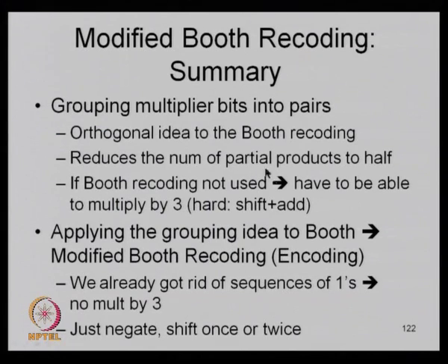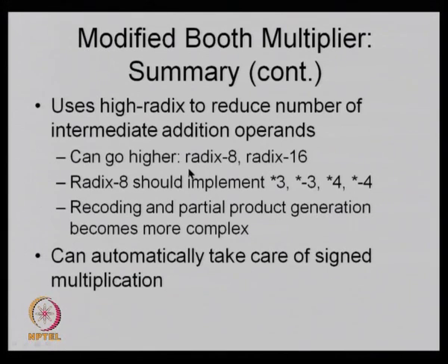In summary, grouping multiplier bits into pairs, an idea orthogonal to Booth recoding, reduces the number of partial products to half. If Booth recoding is not used, we have to be able to multiply by 3, which is hard: a shift plus an addition has to be done. Applying the grouping idea to Booth modifies recoding, as it is called encoding. We already got rid of sequences of ones, no multiplication by 3, just negate and shift once or twice, and that is the idea.